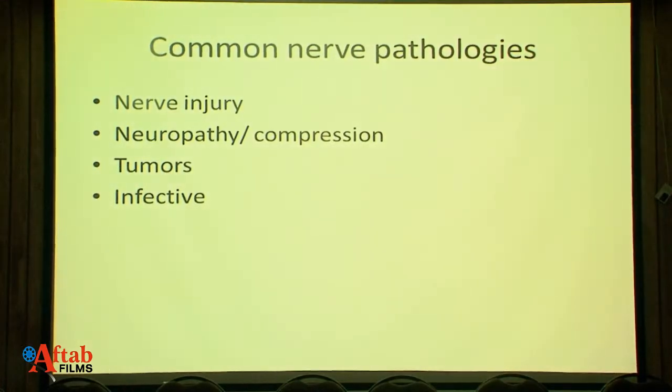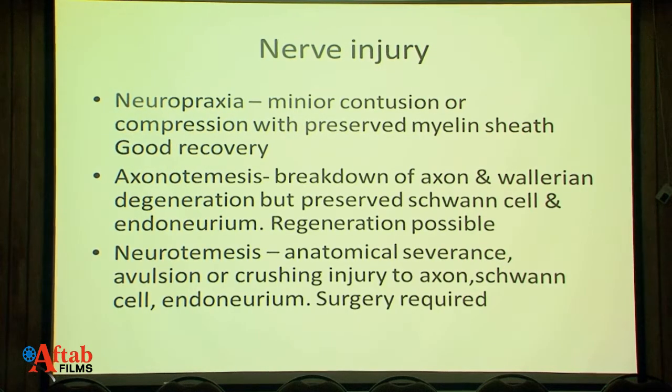So what are the common nerve pathologies that we come across? The commonest is nerve injury, and then compression neuropathies, tumors, and infective causes. These we can definitely show on ultrasound. Nerve injury, depending upon the type, includes neuropraxia, a minor injury where there is only compression or contusion of the nerve fibers, and good recovery is always there. Axonotmesis is the partial breakdown of the axons and Wallerian degeneration occurs, but because of the preservation of Schwann cells and endoneurium, regeneration is still possible.